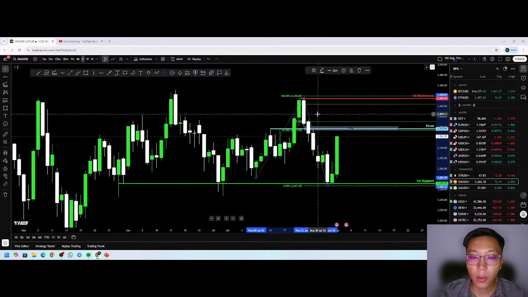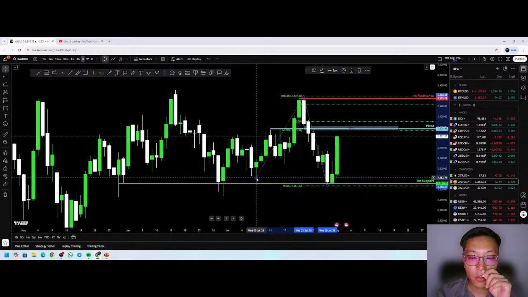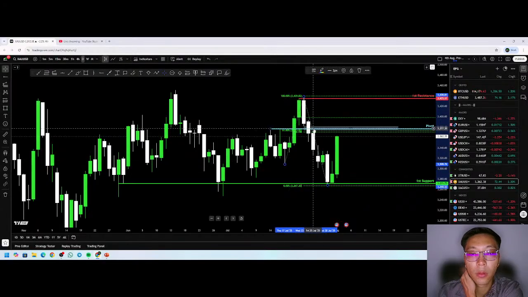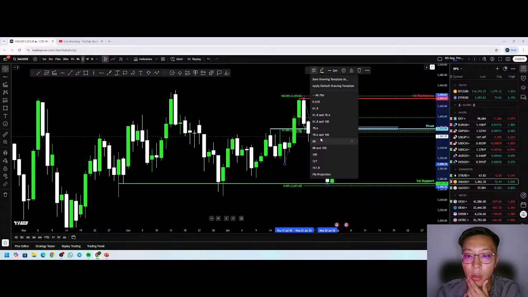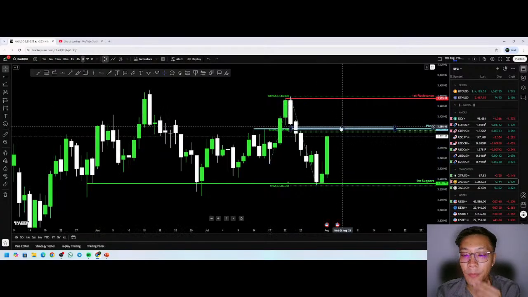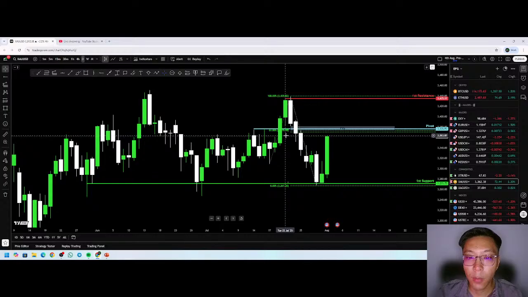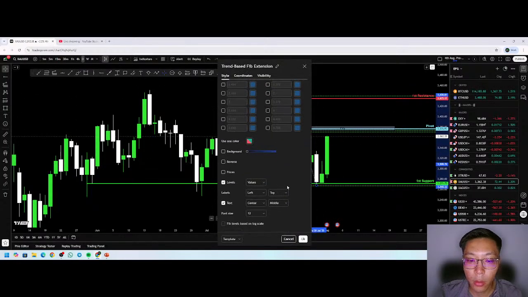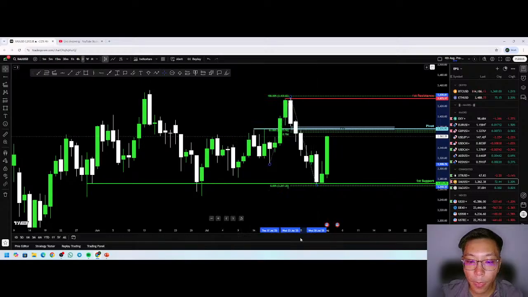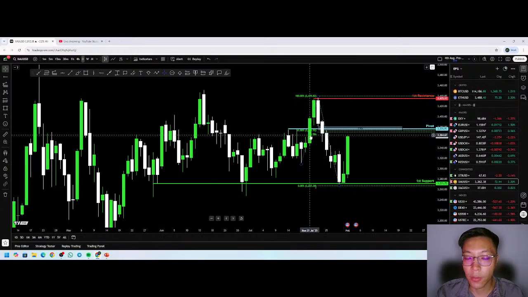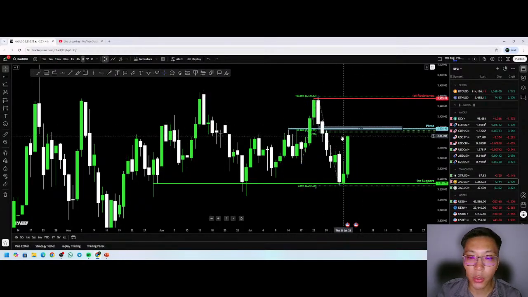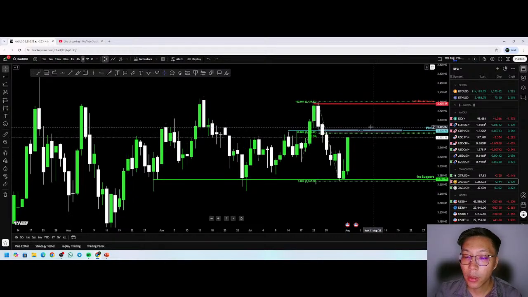Okay, so far we don't have any projection level. Let me see. Nope, this is slightly insignificant. Okay, so we have our 78.6. Oh, let me see how I can make this look better. Okay, so we also have 78.6% fib projection over here. So this could potentially be a nice sell opportunity.